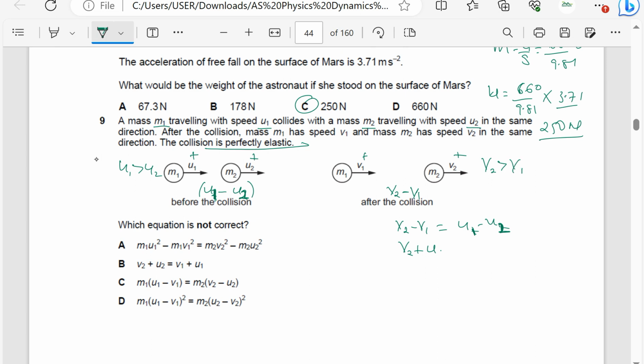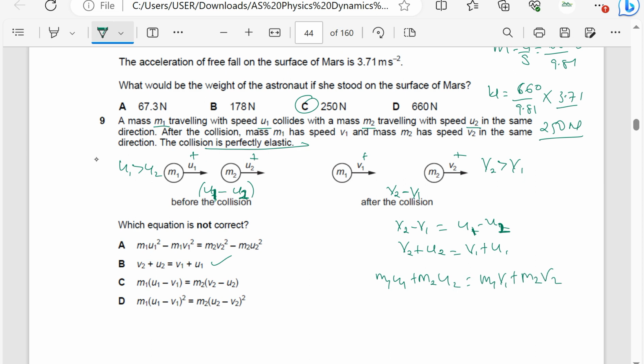So the word relative means subtracting. That's why I'm subtracting the velocities. And since they're in the same direction, I can't say minus negative. So V2 plus U2 should be equal to V1 plus U1. So that equation is correct. Then conservation of kinetic energy, we know that. Okay, conservation of momentum, total momentum before collision, M1 U1 plus M2 U2 should be equal to M1 V1 plus M2 V2. That is total momentum before collision.